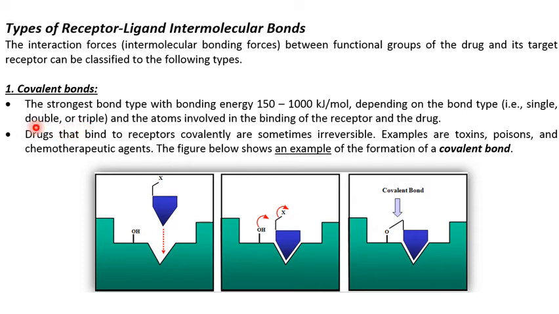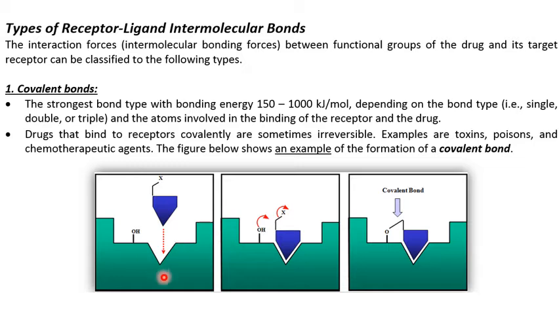A triple bond would be stronger than a double and stronger than a single, and it also depends on the atoms involved in the bond. Covalent bonds are sometimes irreversible, and they are used to produce ligands that are designed to bind and not leave the receptor, such as toxins, poisons, and chemotherapeutic agents like antibiotics.